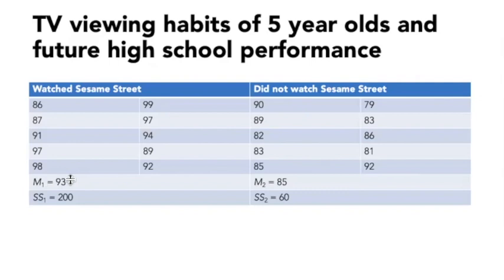Now the mean of the group that has watched Sesame Street is 93, and the mean of the group that hasn't watched Sesame Street is 85. There's obviously a very noticeable difference here, a difference of 8 points between the means, but we have to test whether this is statistically significant or not. Here we have a sum of squares of 200, here a sum of squares of 60.